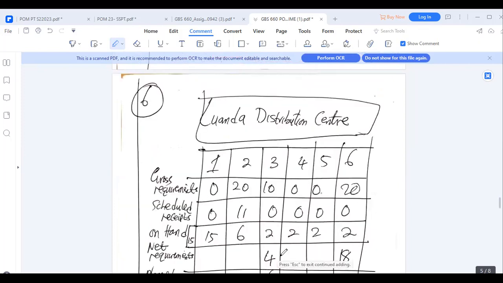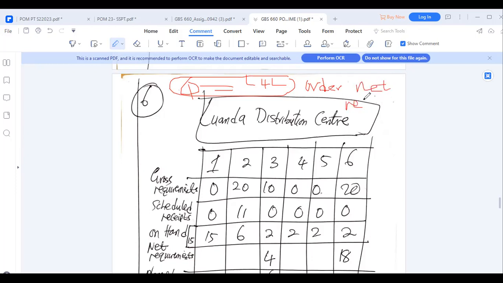So for the Rwanda, for this one, we are ordering the net requirements. So here, when we say Q is equal to lot for lot, simply means order net requirements. So this is what goes on. So order the net requirements. So this is on it.